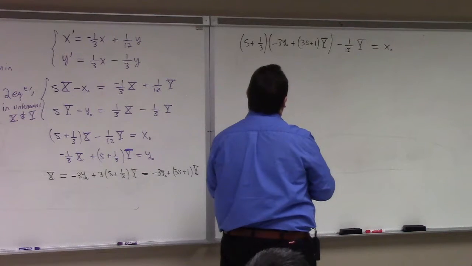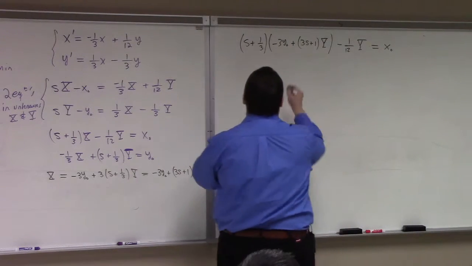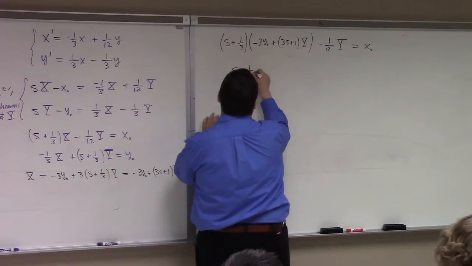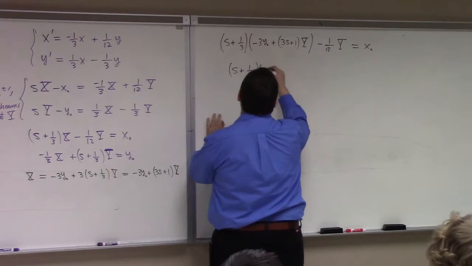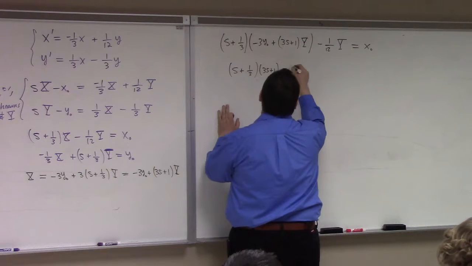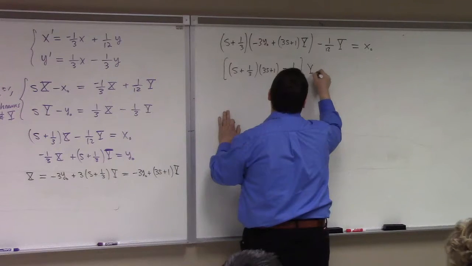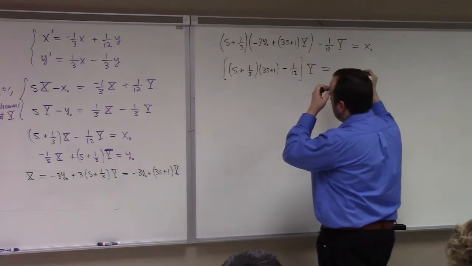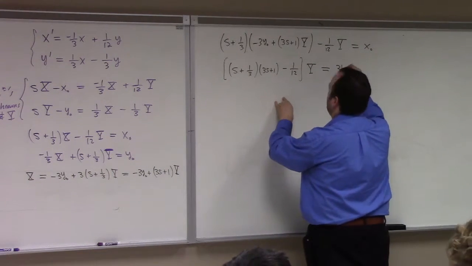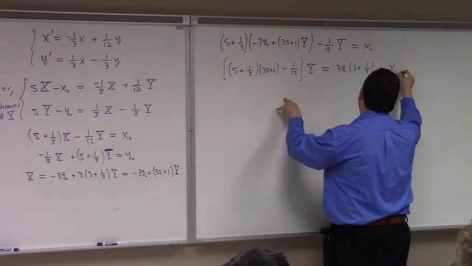Ew. Fine. So s plus 1/3. I'm starting to get tired of this problem. 3s plus 1 minus 1/12, big parentheses, y equal to 3y naught times s plus 1/3 plus x naught.